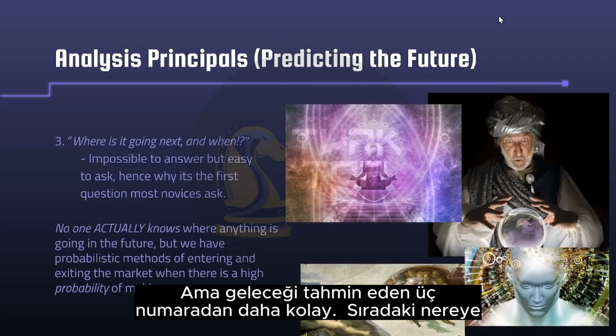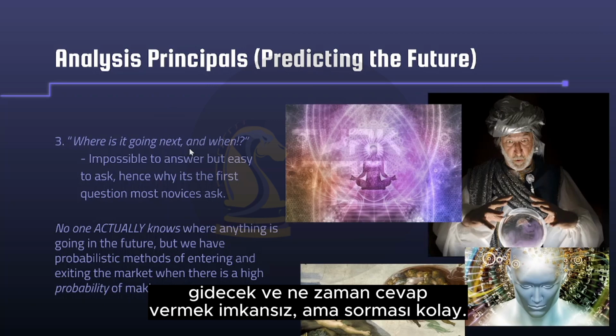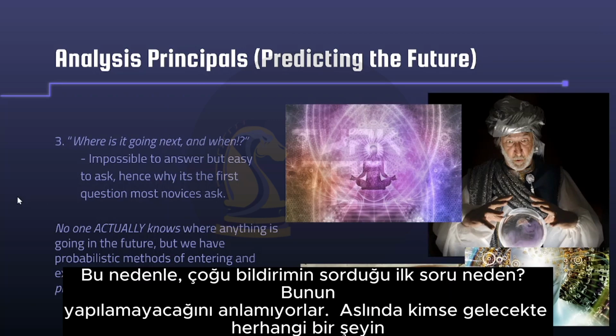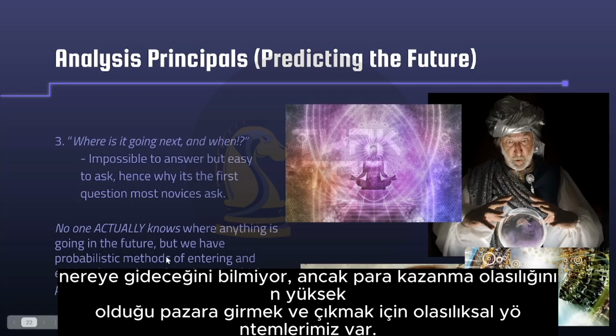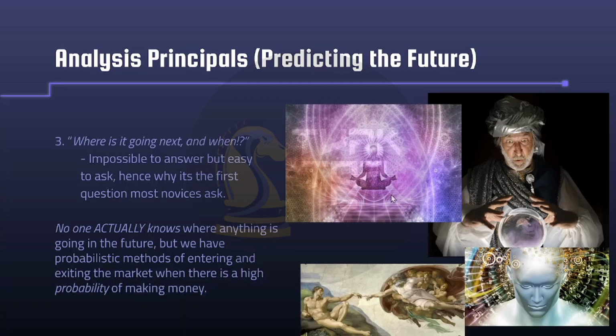But it's all easier than number 3, which is predicting the future. Where is it going to go next and when? Impossible to answer, but easy to ask. Hence why it's the first question most novices ask. They don't understand that it can't be done. No one actually knows where anything is going in the future, but we have probabilistic methods of entering and exiting the market when there is a high probability of making money.